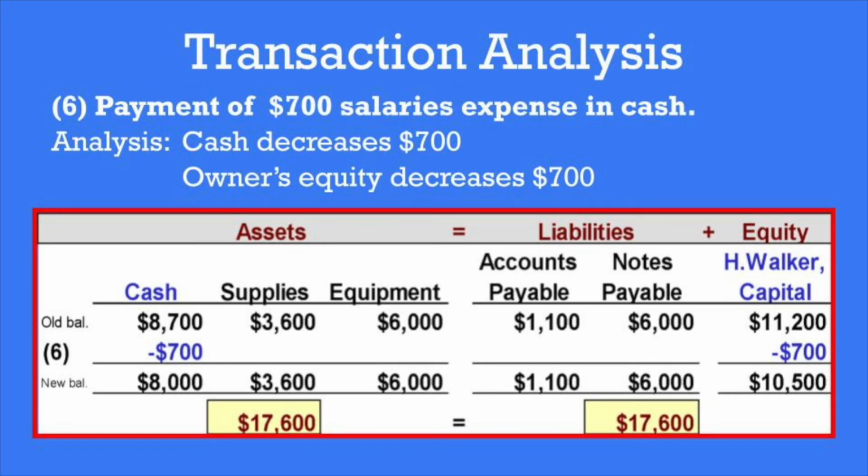So payments of $700 salary expense in cash. Very similar situation. Cash is reduced by $700 as money flows out of the business, and the equity is reduced by $700 on the owner's equity side to reflect that the money is drawn out, or that the business has less money, so it would be considered as a reduction in owner's equity.